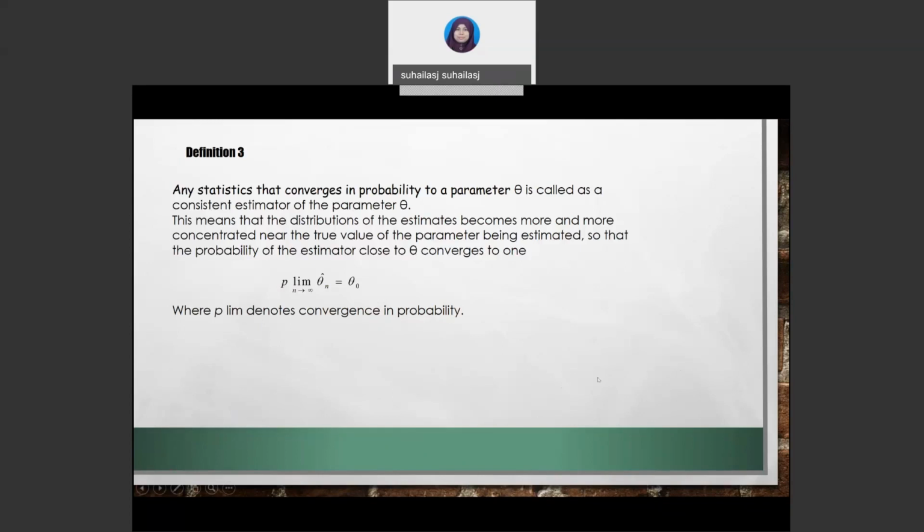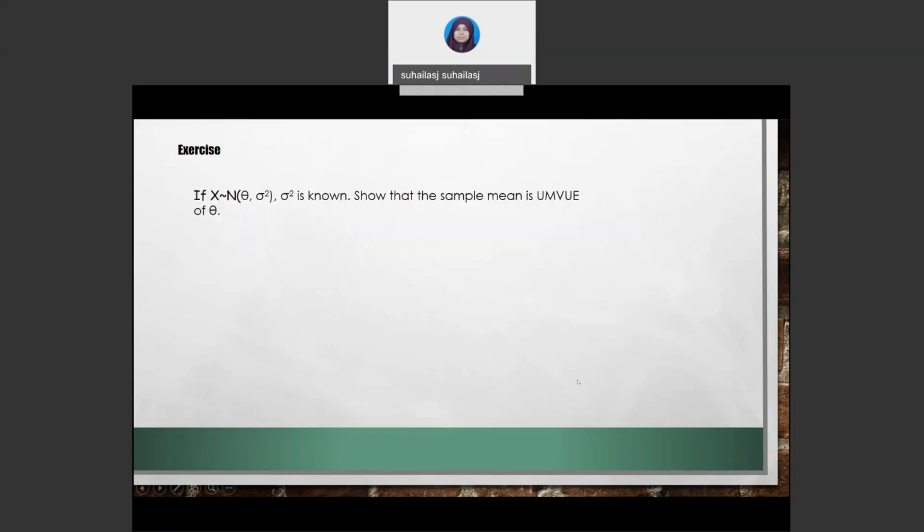Okay. So last exercise, I want you to do this one. If X is normally distributed with mean theta and variance sigma square, where sigma square is known, show that the sample mean, which is X bar, is the uniformly minimum variance unbiased estimator of theta. Okay, so try to do this one individually.